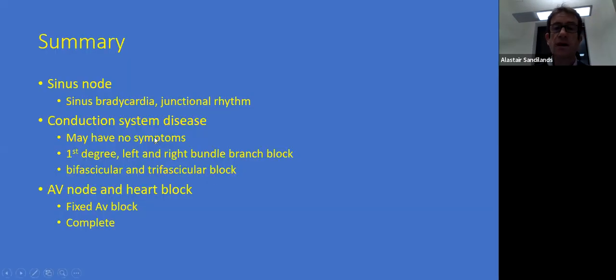Okay, any questions? Yeah, so bundle branch features, you've got a broad QRS, you should go to V1 and see whether there's right or left bundle branch block. Obviously, left will be below the isoelectric line, and above the isoelectric line will be right bundle branch block.